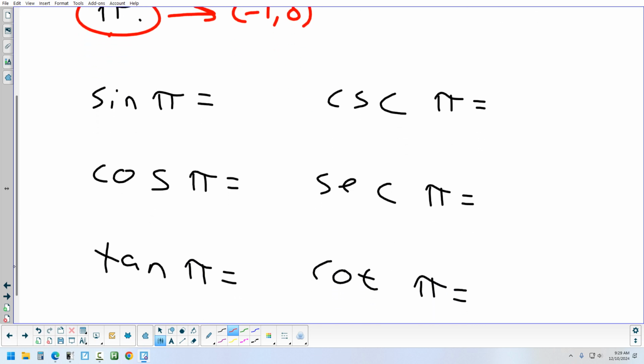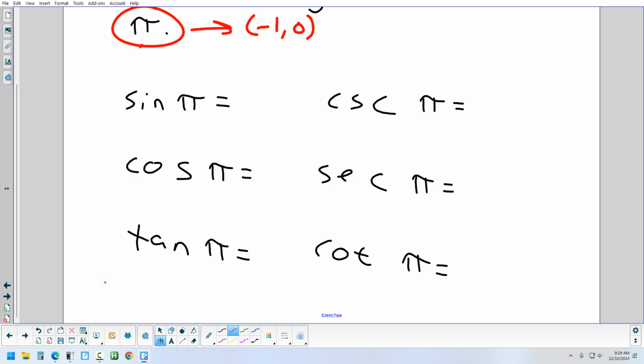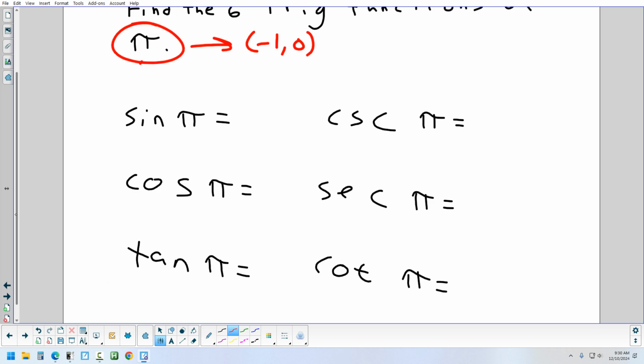All right, and I know we've done one similar, but let's fill this in because they are going to be a little different, basically different spots. What is my sine going to be? Yep, sine is 0. Okay, Jack, how about the cosine? -1. Moises, how about the tangent? That's going to be 0, because it's 0 divided by -1.